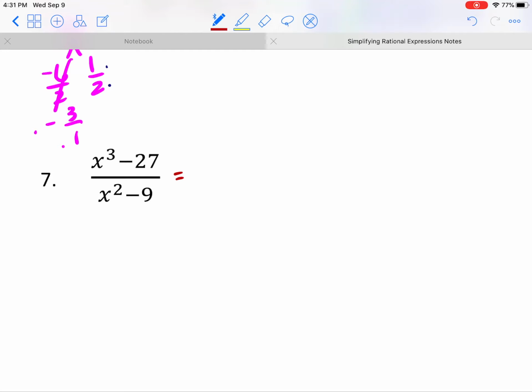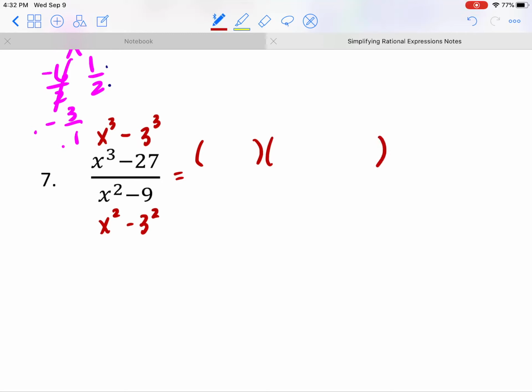So on the top of the fraction, hopefully you're seeing this is a difference of cubes. This is x cubed minus 3 cubed. And on the bottom, this is a difference of squares. This is x squared minus 3 squared. So on the top, we have a formula for the difference of cubes. Remember, it's the binomial with the bases of those cubes, and then the trinomial where we multiply or square the first term. I think I showed you the signs first, right?